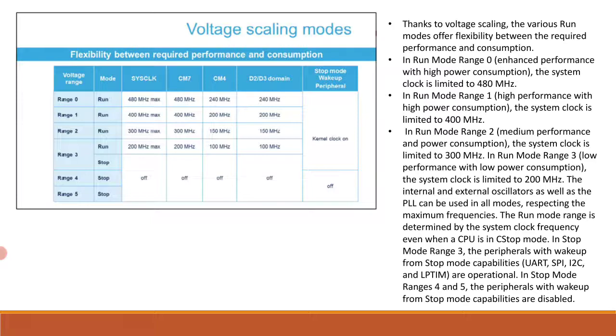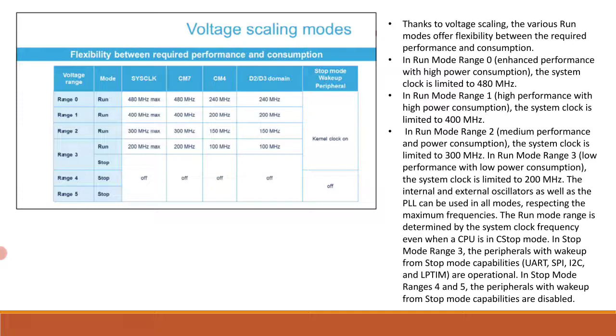The internal and external oscillators as well as the PLL can be used in all modes respecting the maximum frequencies. The run mode range is determined by the system clock frequency even when a CPU is in CSTOP mode. In stop mode range 3, the peripherals with wake up from stop mode capabilities, UART, SPI, I2C and low power timer LPTIM, are operational. In stop mode ranges 4 and 5, the peripherals with wake up from stop mode capabilities are disabled.